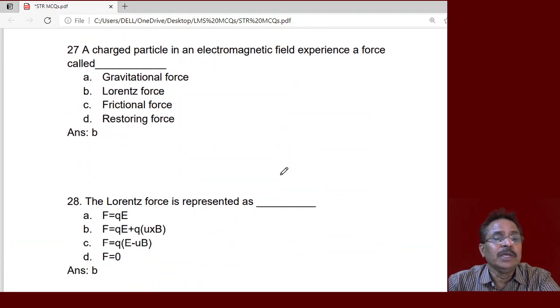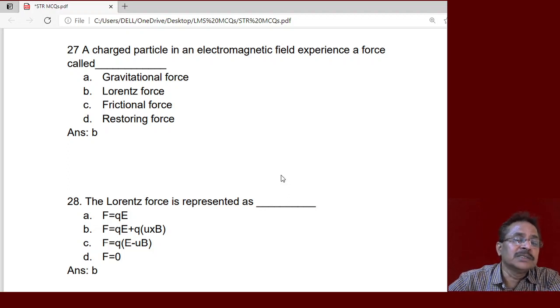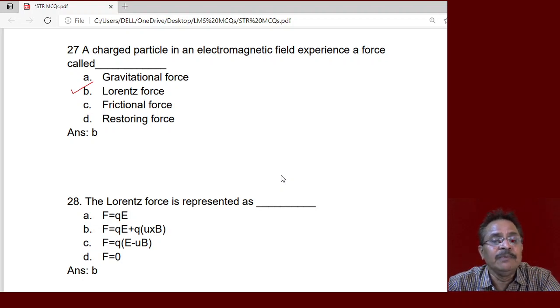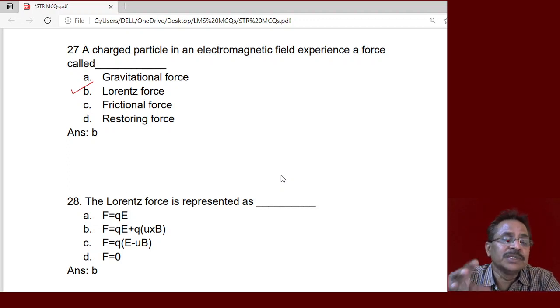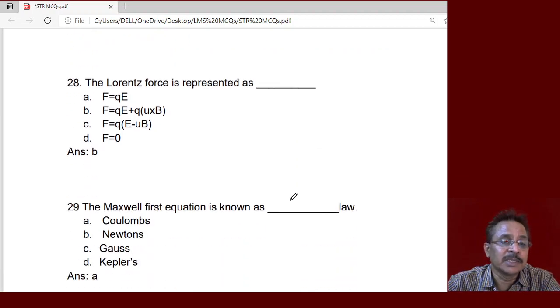Now 27. A charged particle in an electromagnetic field experiences a force which is called the gravitational force, Lorentz force, frictional force, or the restoring force. So correct answer in this case is the Lorentz force. So a charged particle in an electromagnetic field experiences a certain force which is called the Lorentz force. Now frictional force, restoring force, these are mechanical forces, whereas gravitational force is a different one. So Lorentz force is the force acting on the charged particle because of electric and magnetic field.